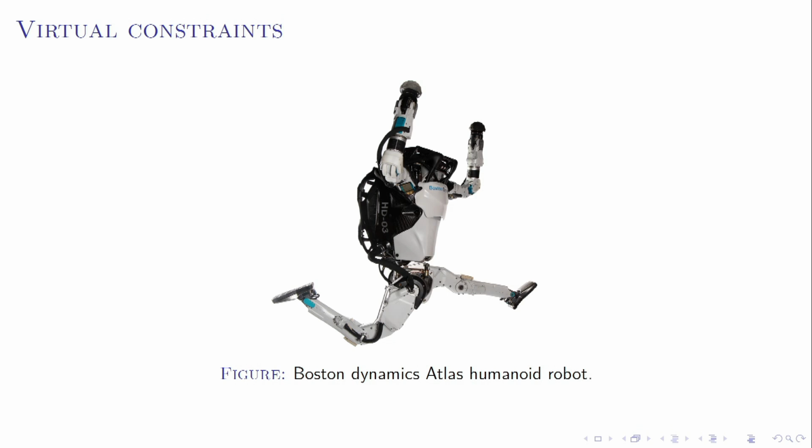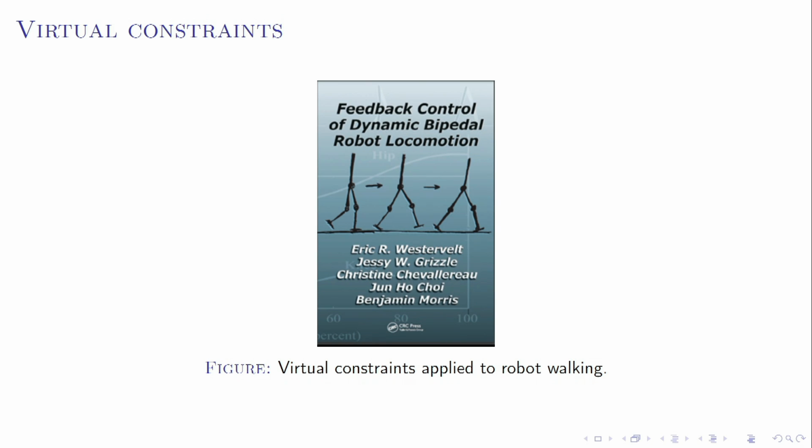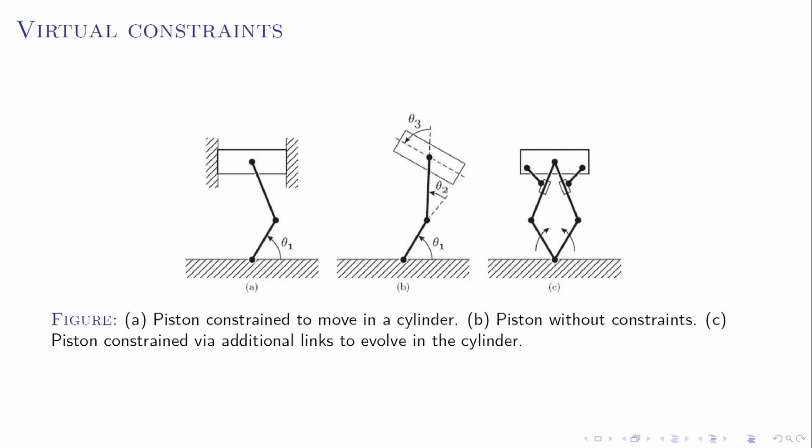I will show in a minute in precisely which book. But in any case, these are some robots where virtual constraints were used. There are actually many cool videos about this Boston Dynamics Atlas robot. The first time virtual constraints appeared was actually more than 100 years ago by Appel, but not in the context of robotics or control systems. 40 years ago, Grizzle and his lab started to use virtual constraints in the scope of walking robots, and this is the motivation behind this notion of virtual constraints.